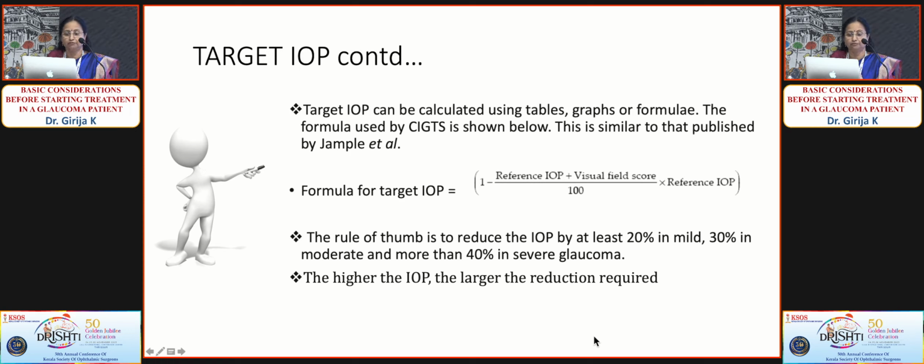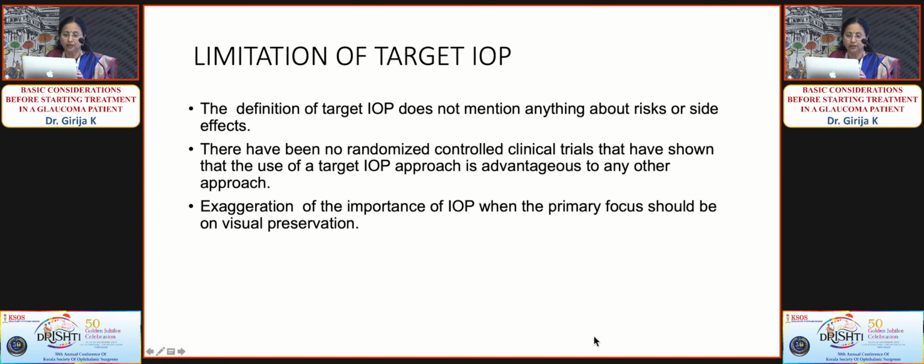But one thing you have to be aware of: the higher the IOP, the larger the reduction required. That is, if the patient comes to you with an IOP of 60, then a 40% reduction is not enough. You have to bring it down to the normal level. And the target IOP actually doesn't consider the risk or the side effects.